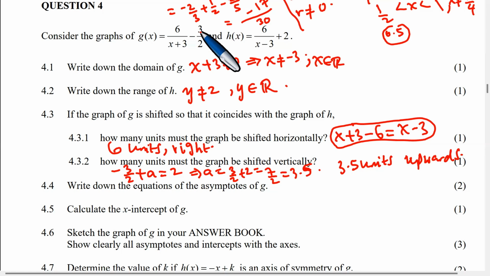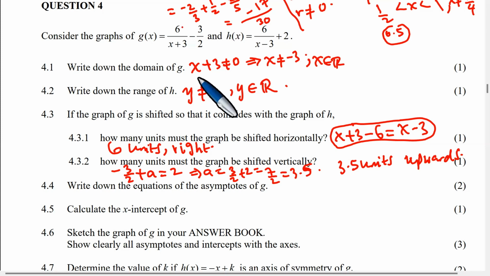Next point. Write down the equations of the asymptotes of G. What are the equations of the asymptotes of G?